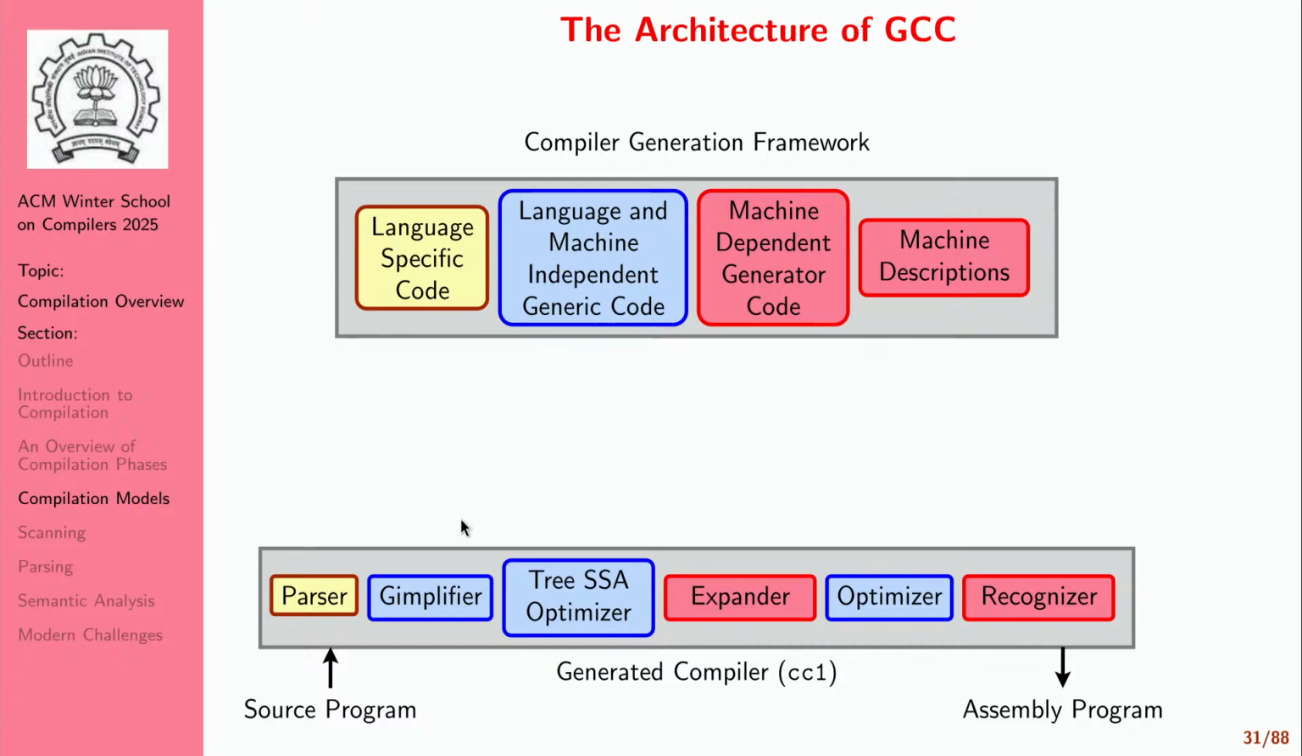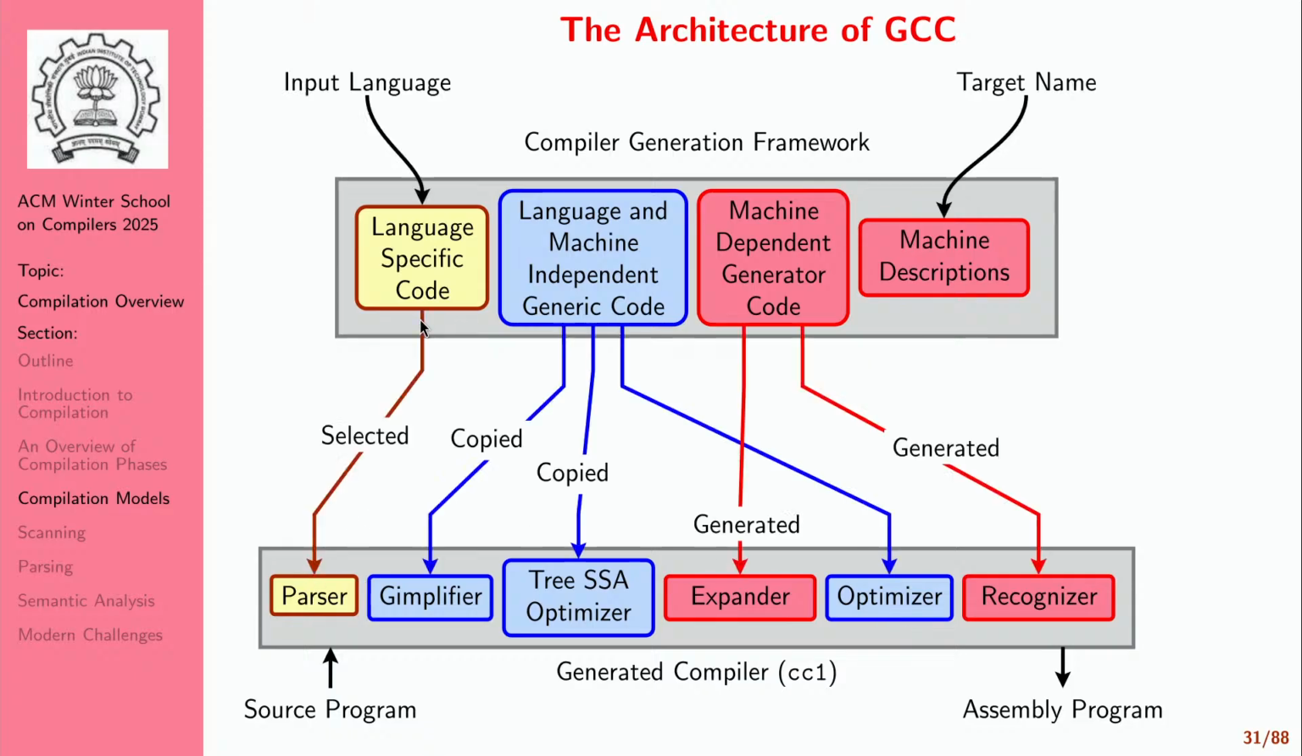The color code matches: everything in blue is machine independent generic code that is directly reused. Yellow is what is generated from the language part. This part of the code is copied and this part is generated. We give the input language name and the target name, and at development time this framework generates code which is then compiled. At use time, you run the generated compiler to take a source program and generate an assembly program. This is how GCC works.